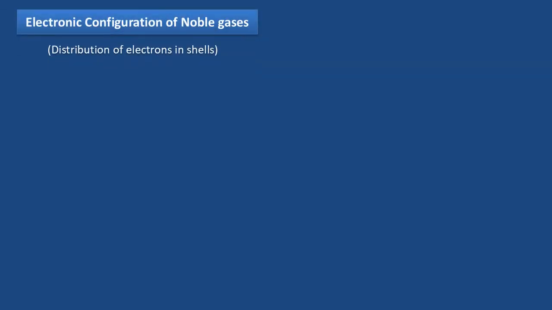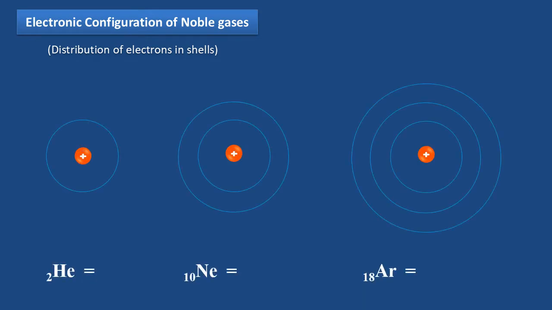Let's have a look at the electronic configuration of noble gases. Electronic configuration means distribution of electrons in shells or subshells. For the time being, I am going to give you the electronic configuration in shells. These are the atoms of first 3 noble gases, that is helium, neon and argon. And I have written just their atomic numbers with their symbols, which implies that helium has 2 electrons, neon 10 and argon has 18.